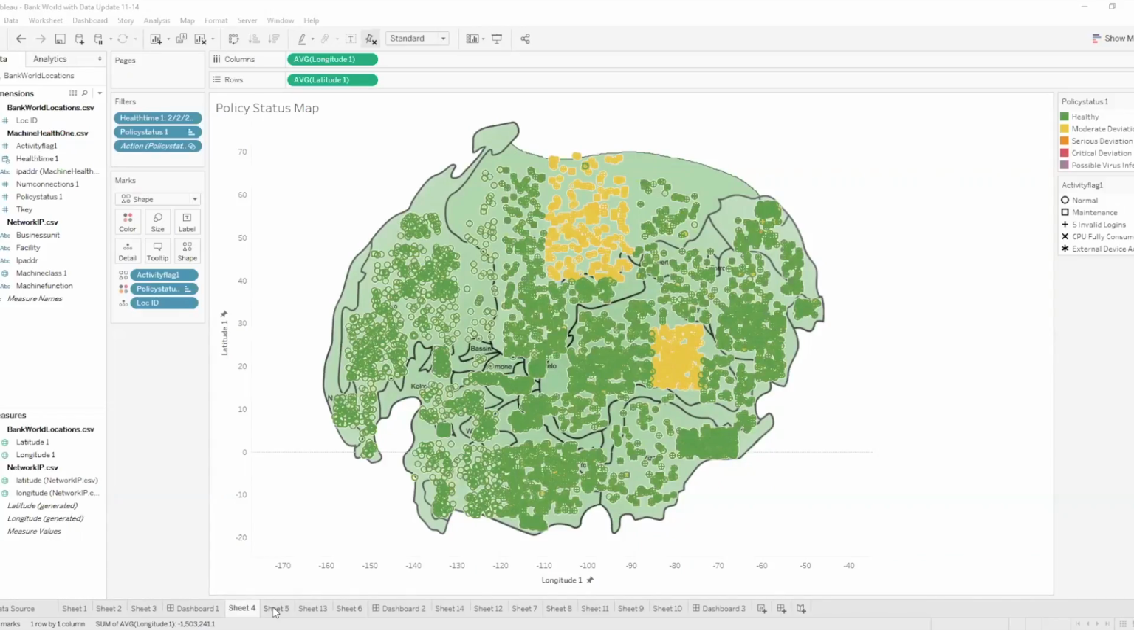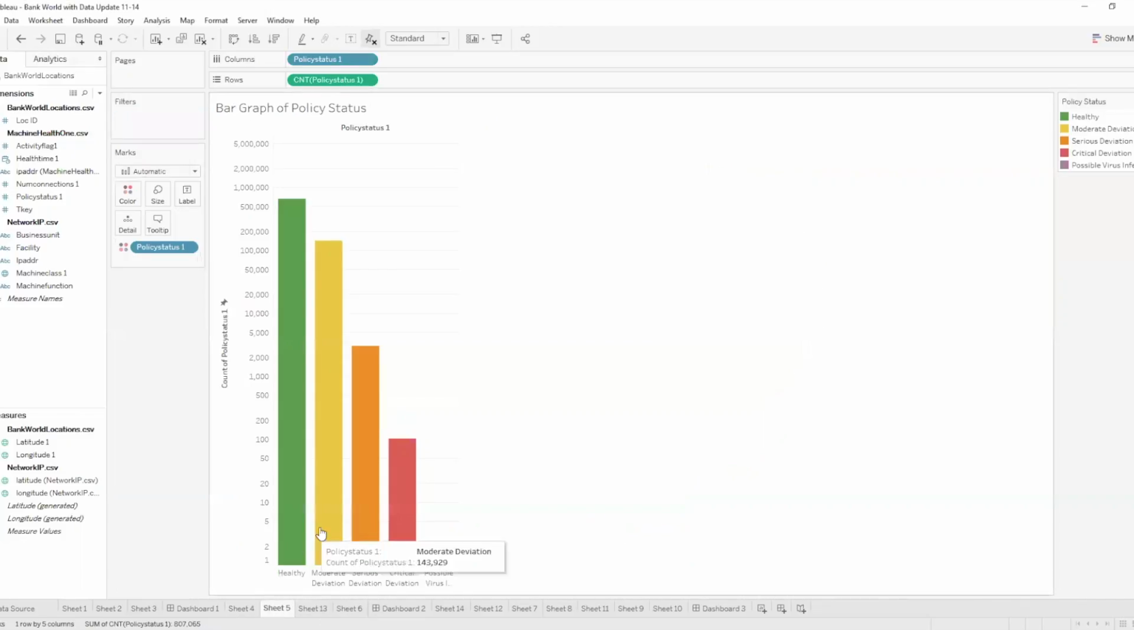Along with this map, we created a bar graph and count chart to show the exact number of machines in each category. The count is shown in the policy status chart. This chart shows us that there are around 150,000 machines that are malfunctioning. To see where those machines are located, we created a dashboard with the map of all the machines and the bar graph of the health status. We then applied a filter and were able to see where the healthy and unhealthy machines were located on the map.